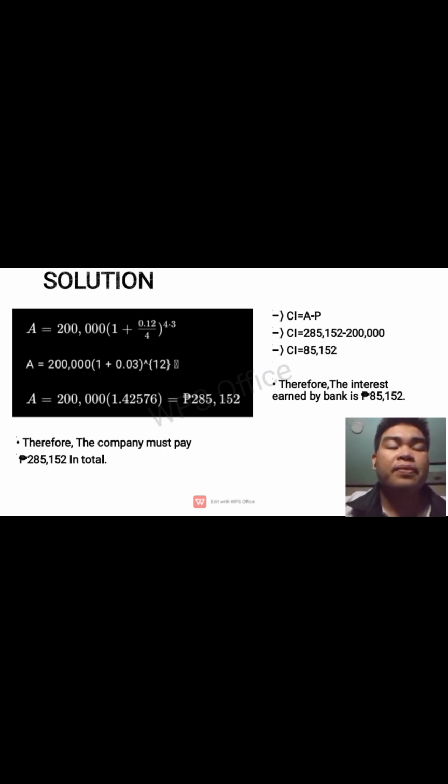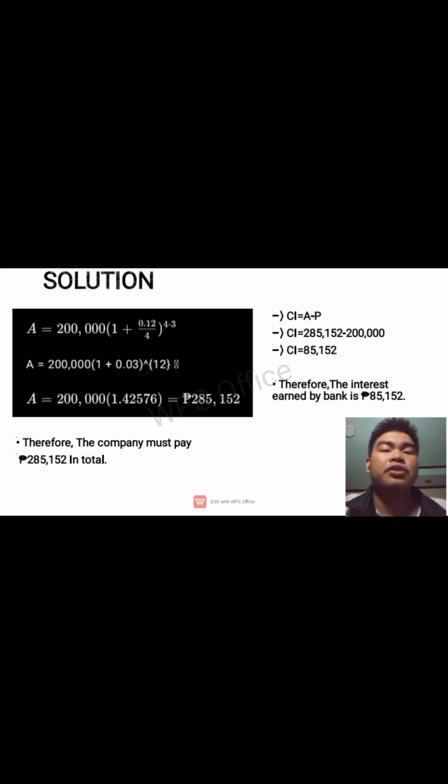And to get the compounded interest, we must simply transfer our given to our solution. Our solution is CI equals A minus P. So by transferring our given, we get 285,152 minus 200,000. And by subtracting 285,152 by 200,000, we get 85,152. And therefore, the interest earned by the bank is 85,152 pesos.